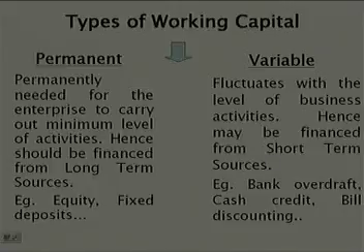For the time being, you just understand that the permanent working capital part is to take care of the minimum level of activities of the organization, whereas the variable part fluctuates with the level of business activities, and hence normally it is financed from short term sources. For example, bank overdraft, cash credit, bill discounting. These things we will discuss in detail when we discuss the short term sources of financing of working capital.